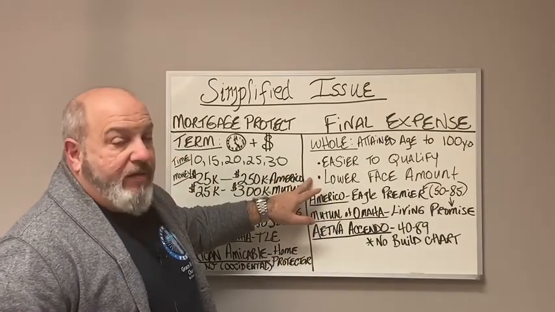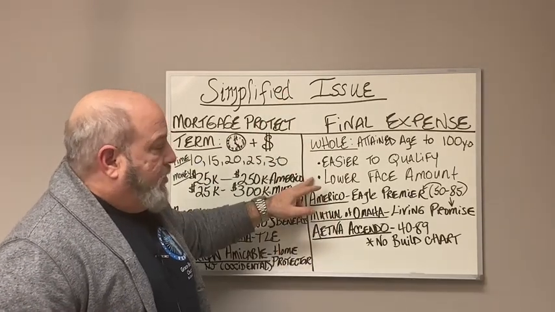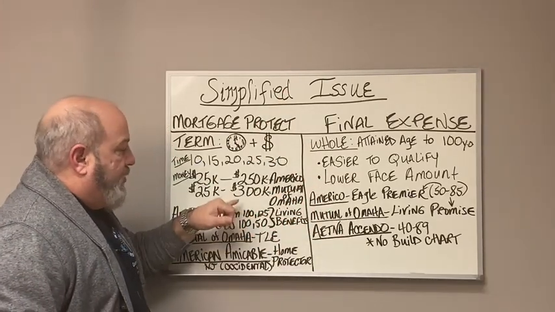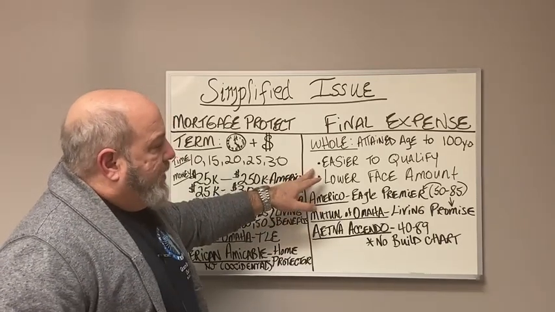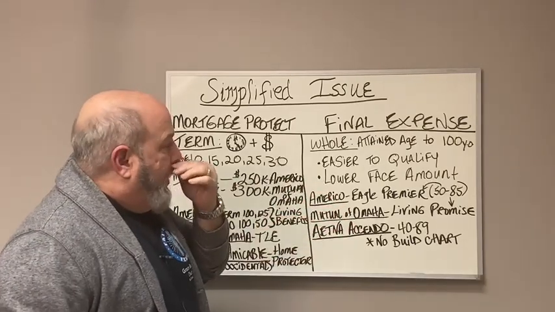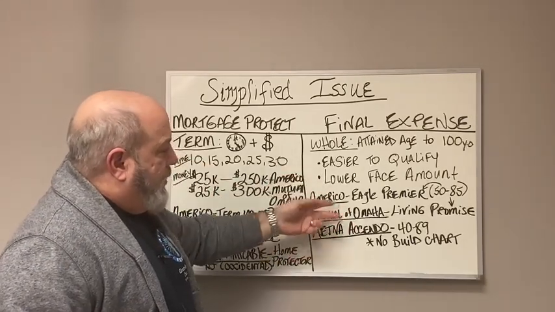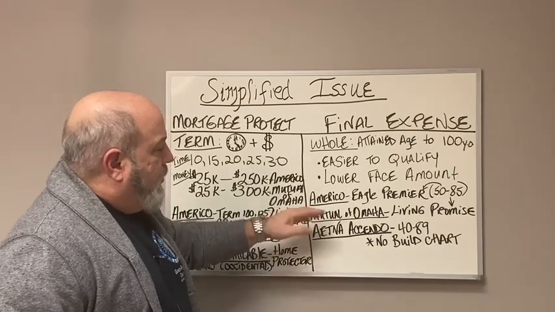They do have lower face amounts when you're doing simplified issue with the carriers we have. So you're not going to be able to write them up to $200,000 or $300,000. The face amounts will be somewhere between $30,000 and $50,000, depending on the carrier. I'll just name a few of those, and then I'll keep this video nice and short.